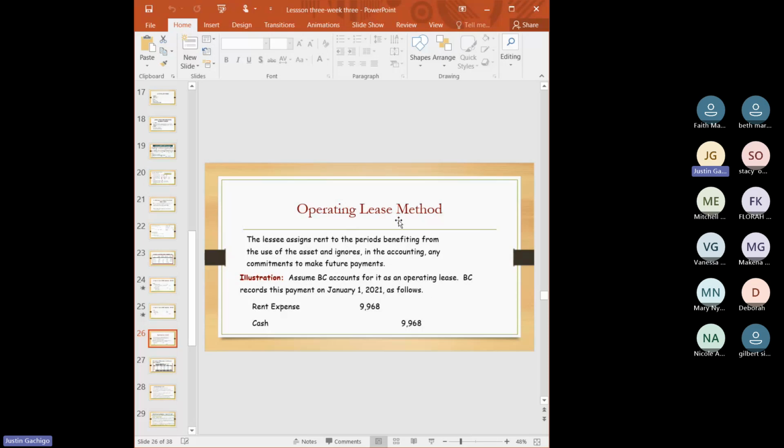Then we have the operating lease method. If this was an operating lease, remember in an operating lease we said that the payments you expense them. So you are going to debit the rent expense direct, and then you are going to credit the cash.